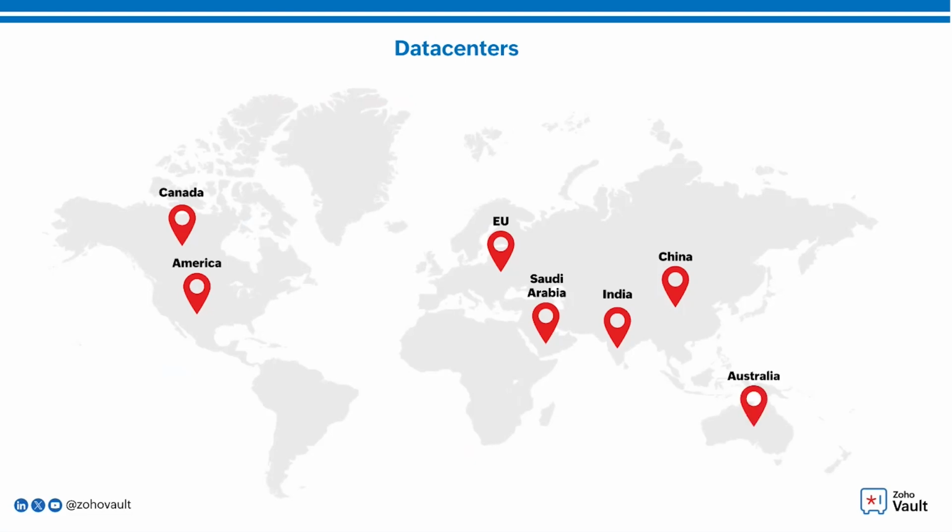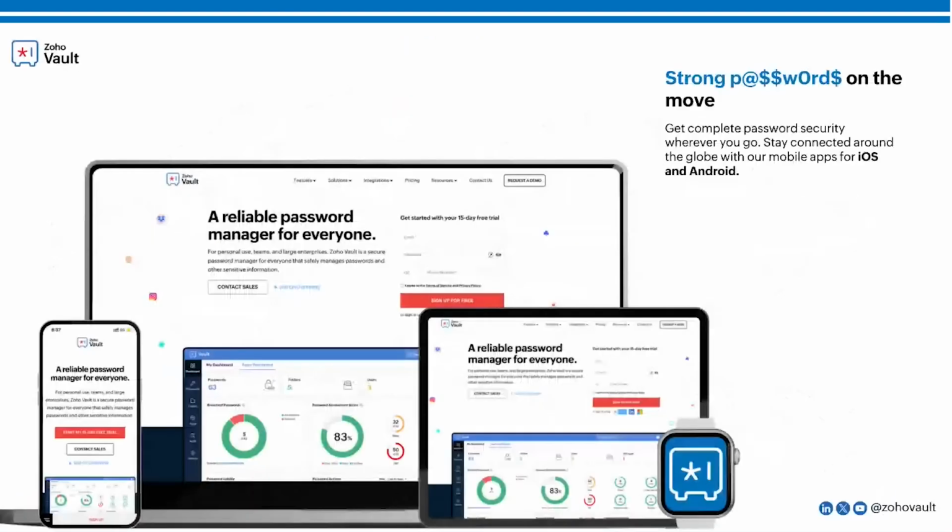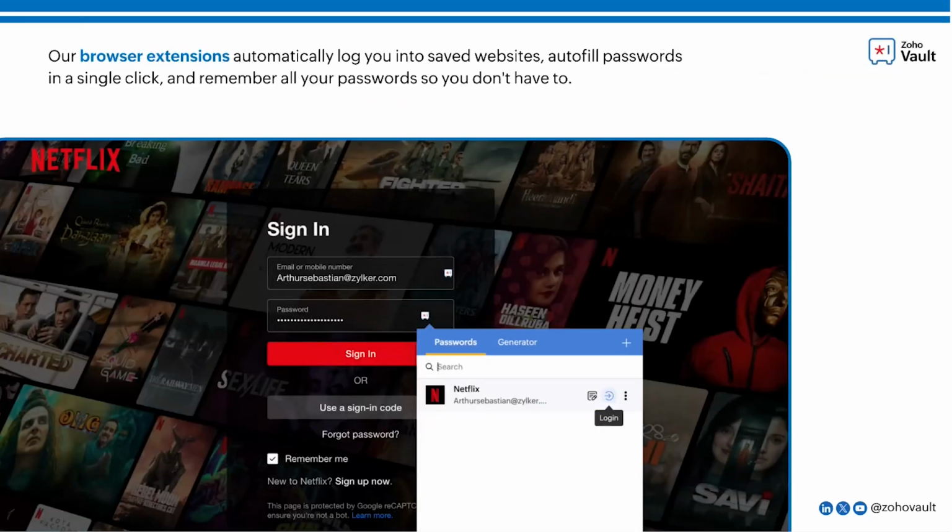With Zoho Vault, you will get complete password security wherever you go. You can access your Vault account from desktop, Android, iOS, and iWatch. Browser extensions automatically log you into your favorite websites, autofill passwords in a single click, and remember them all so you don't have to.